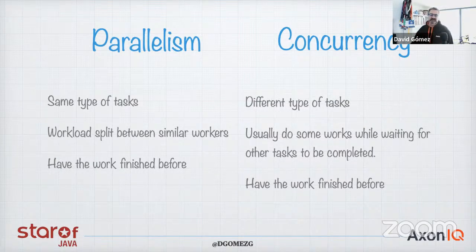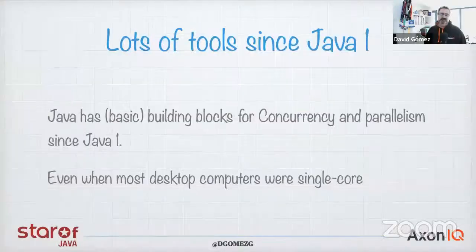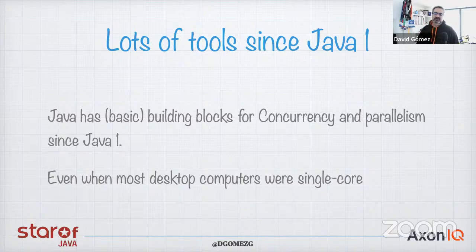So basically, these are the different concepts, and how these two concepts are similar and related, but slightly different. So coming back to our topic, Java and concurrency, Java had support for concurrency since the very beginning, since the very first version of Java. But at that time, most of the computers that we had were single core. They only had one CPU. Java already had support for concurrency and parallelism.